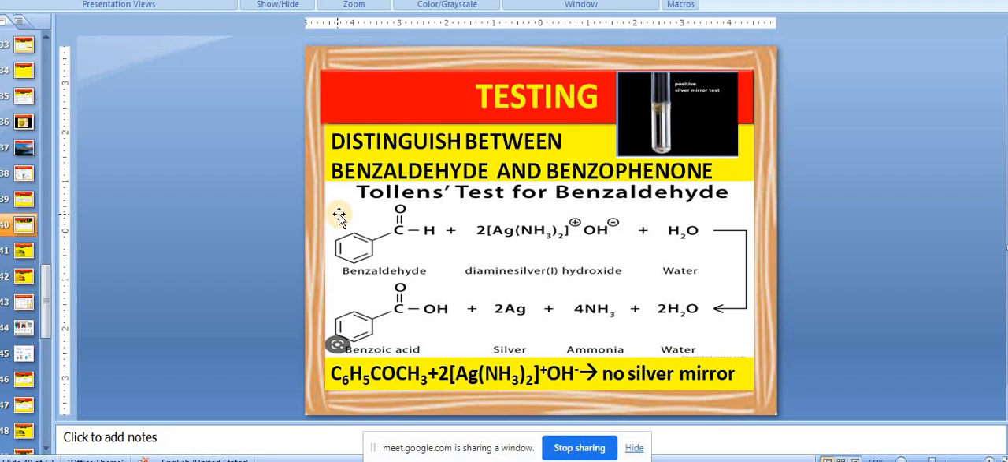Distinguish between benzaldehyde and benzophenone. Benzaldehyde is an aromatic aldehyde, so an aromatic aldehyde will give the reaction. This is the distinction between Fehling solution and Tollen's reagent. An aromatic aldehyde can give the test with Tollen's reagent, but Fehling solution does not give the test with it. The basic idea is the same. Benzaldehyde reacts with Tollen's reagent to form benzoic acid, silver, ammonia and water. The other does not give the test.